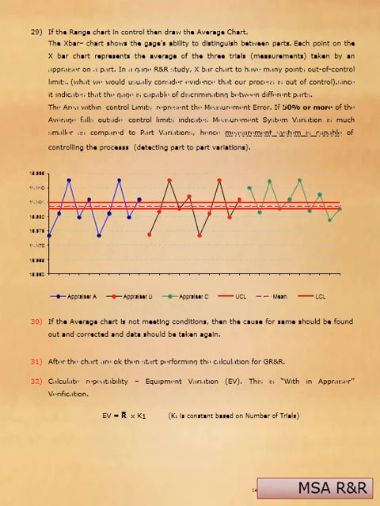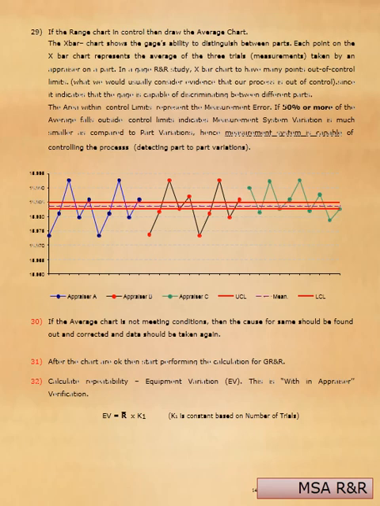Sensitivity is that the gauge is capable of discriminating between different parts. The area within control limits represents the measurement error. Normally, if 50% or more of the averages fall outside the control limits, then it indicates measurement system variation is much smaller compared to part variation. Hence, the measurement system is capable of controlling these processes.